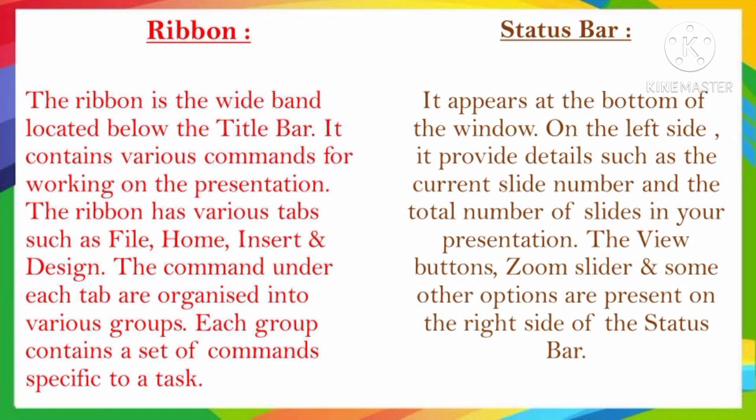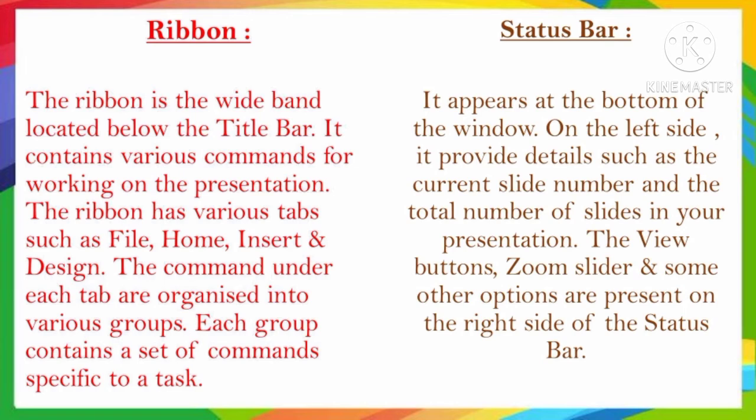Our next component is ribbon. The ribbon is the band located below the title bar. It contains various commands for working on the presentation. The ribbon has various tabs on it, such as File, Home, Insert, and Design. The commands under each tab are organized into various groups. Each group contains a set of commands specific to a task. For example, commands related to changing the style of the text are grouped in the Font group under the Home tab.